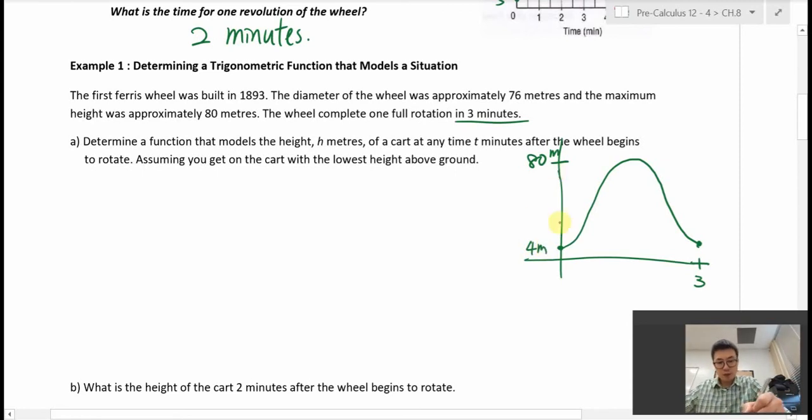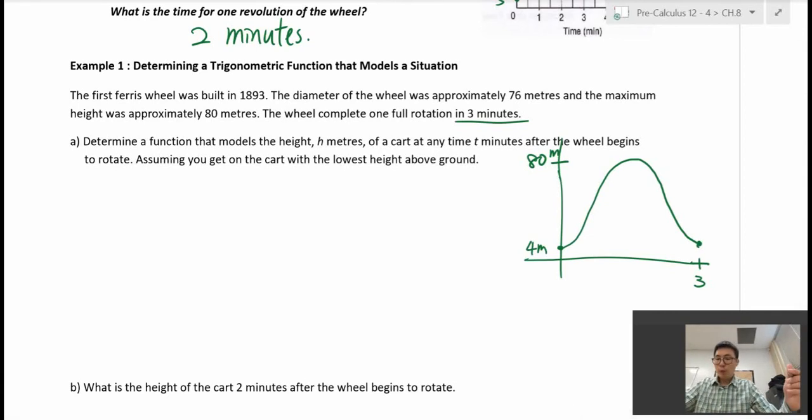Okay, so then you can see the diameter. This wheel is going to be 76 meters long, I guess, for the diameter. Okay, I guess that's all, right? That's all the information that's given to us. We can actually create an equation for this, okay?